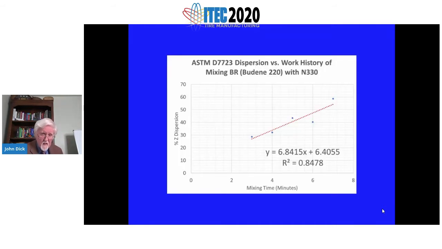On the next slide, you can see exactly what the Z dispersion shows as you increase the mixing time, and you get a fairly good R square of about 85%, which explains 85% of the variation, which is good. It's not as good as what we got with the natural rubber and the SBR, but it's acceptable.